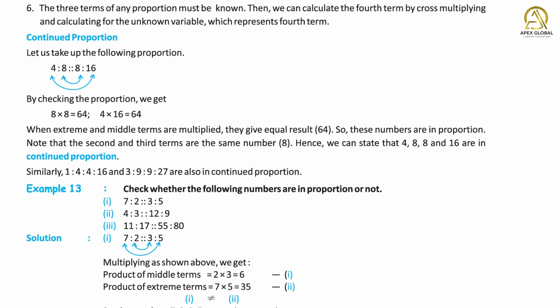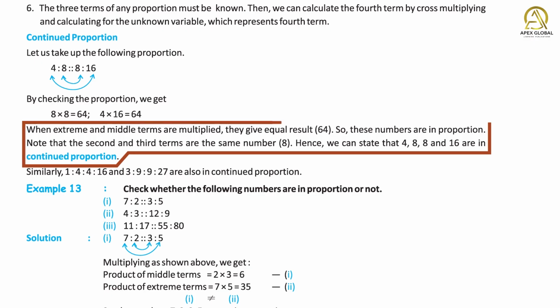Continued proportion. Let us take up the following proportion. 4 ratio 8 is to 8 ratio 16. By checking the proportion, we get 8 into 8 equals 64. 4 into 16 equals 64. When extreme and middle terms are multiplied, they give an equal result, 64. So these numbers are in proportion.